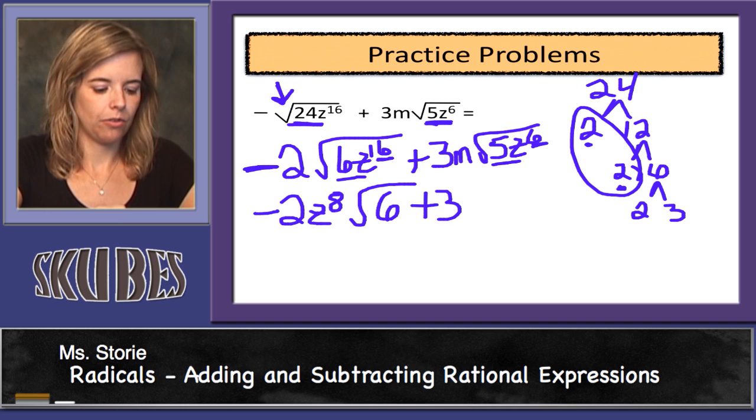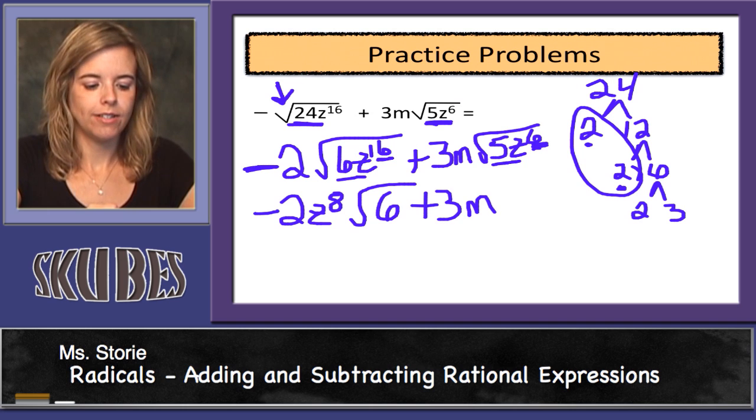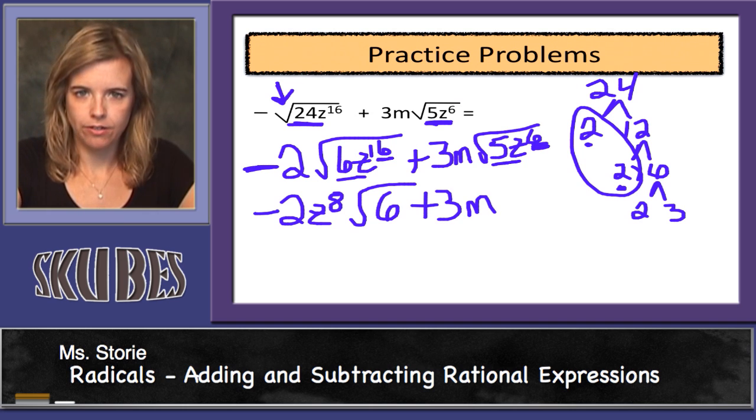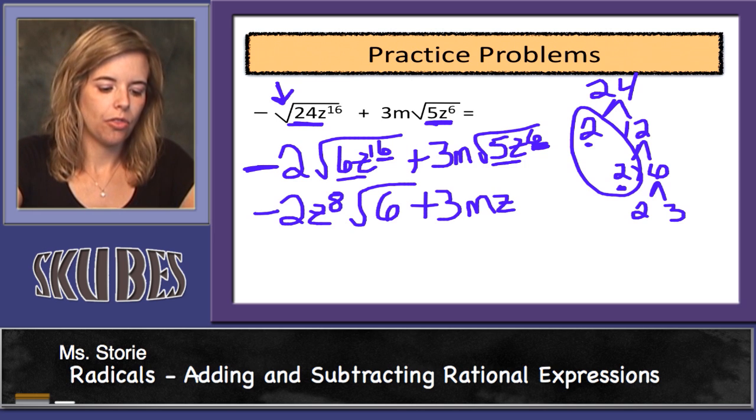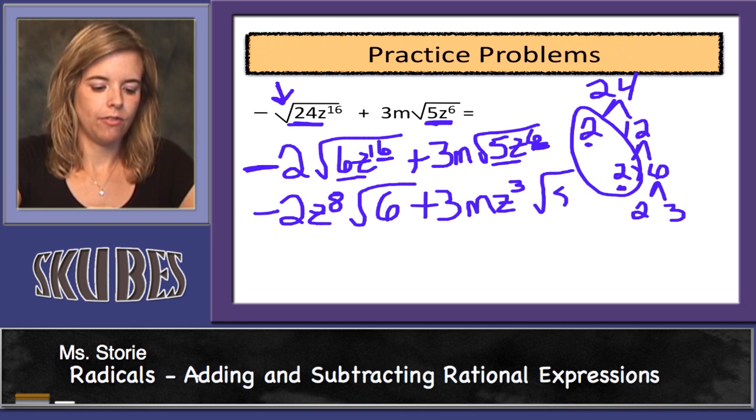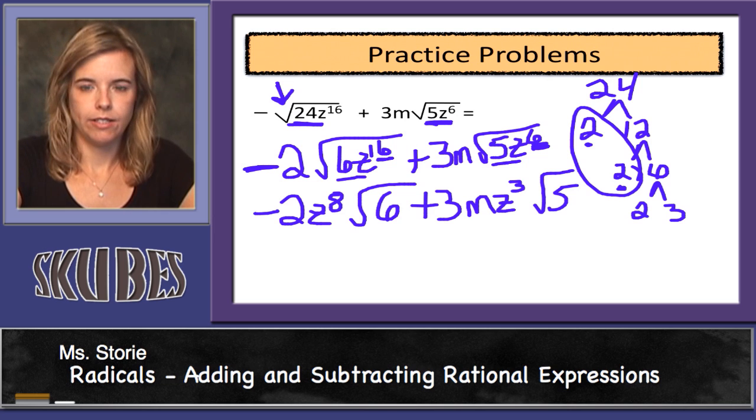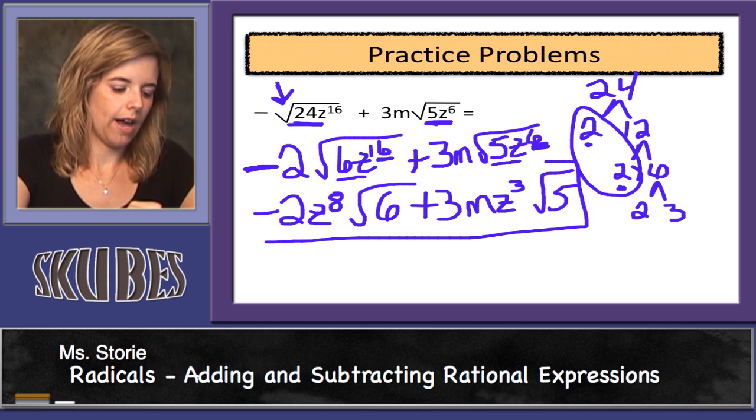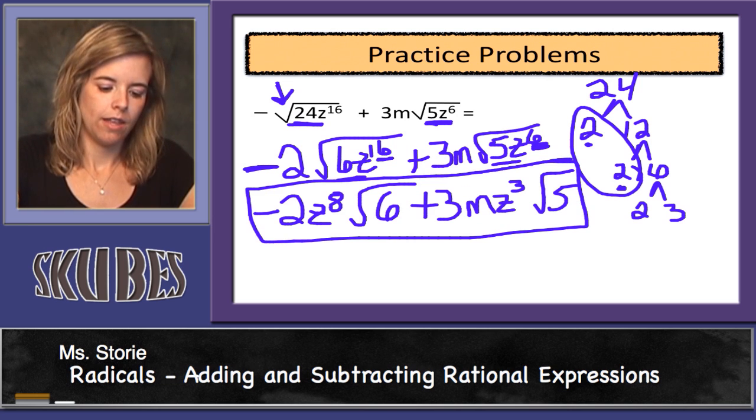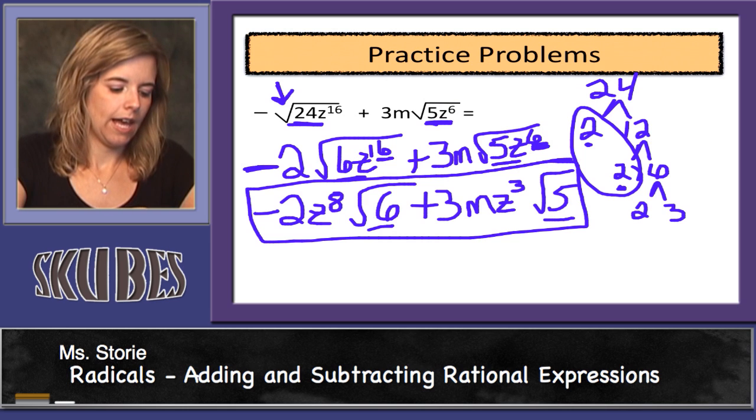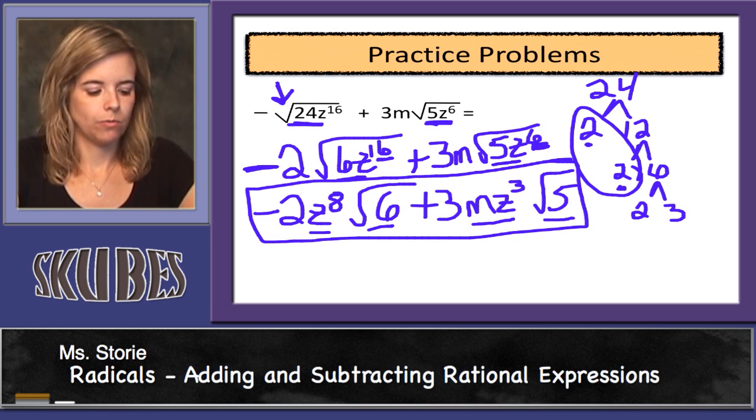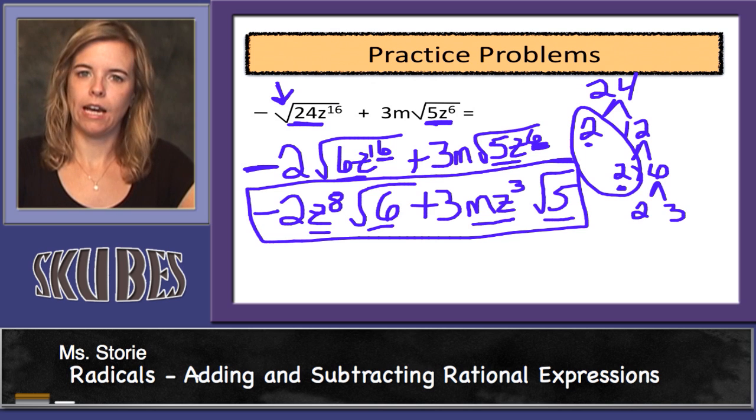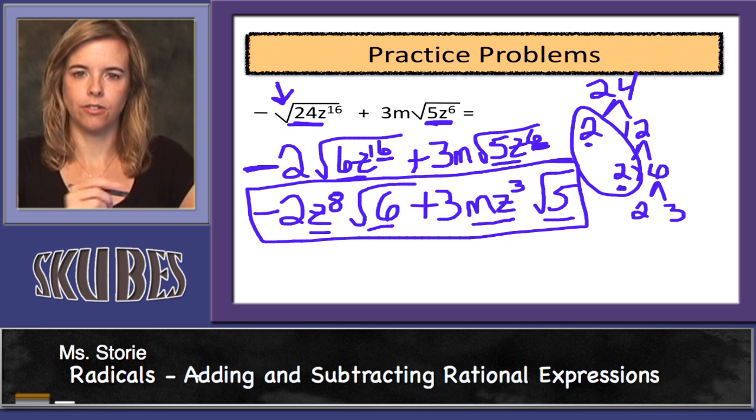Now, we're adding 3m. I have 6 z's. How many pairs of those are there? So 6 divided by 2. I've got 3 pairs. I still have the 5 because it won't come out, and I don't have any z's left over. So here's where I have to stop. This is not like terms, and this is z to the 8th, and this is mz to the 3rd. None of those are like terms, so that's as far as we can go. You can't add or subtract it. That would be your final answer.